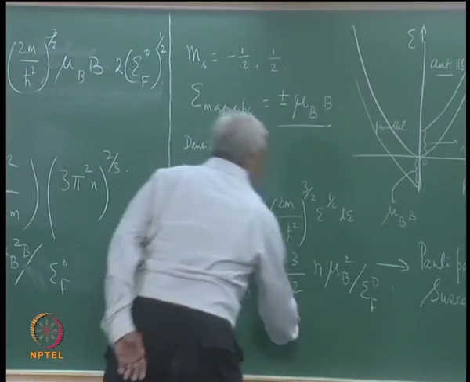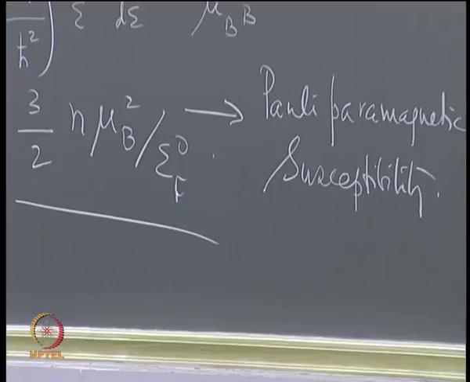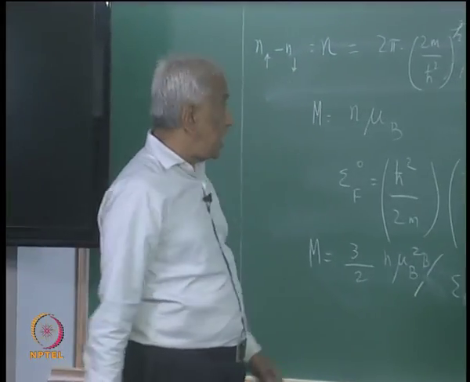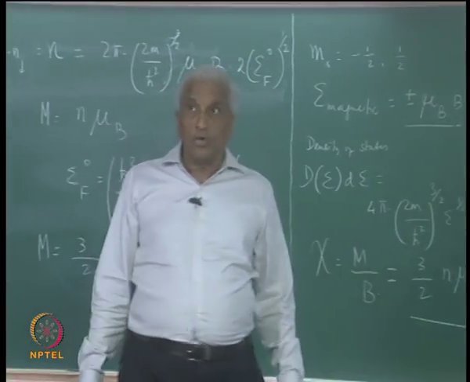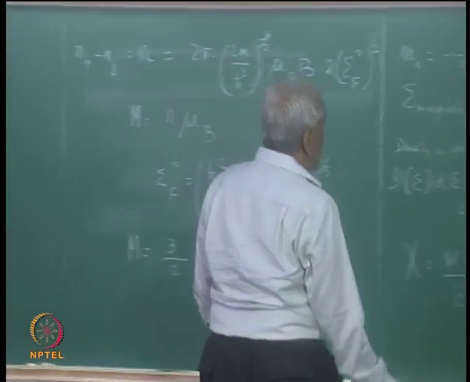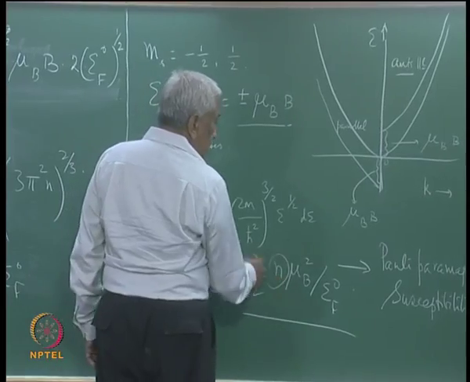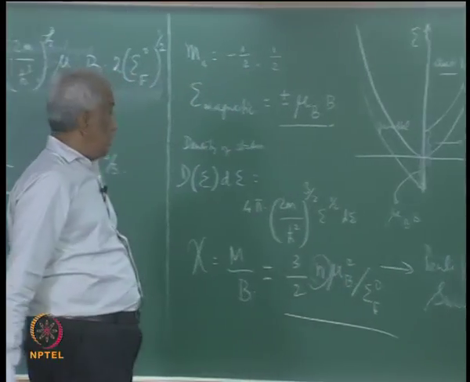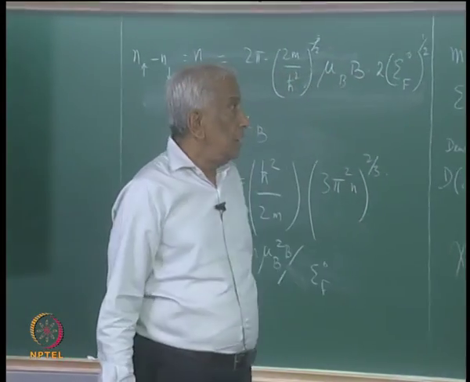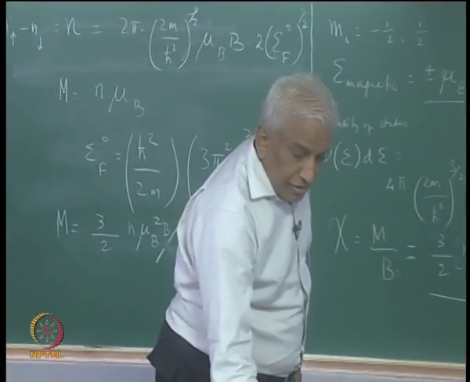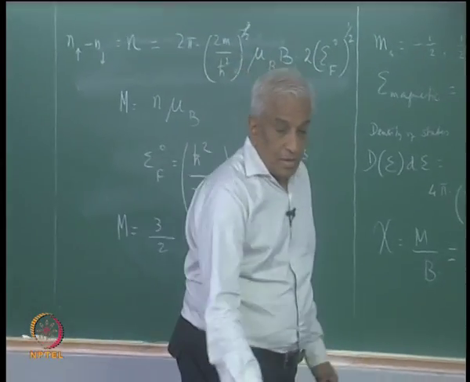So, this is a paramagnetic susceptibility as seen from the positive sign, and this has the magnitude of this kind. Now, this is the difference in electron concentration, this is the Bohr magneton, the square of the Bohr magneton, and this is the Fermi energy. Now, the question arises, can we experimentally observe this?